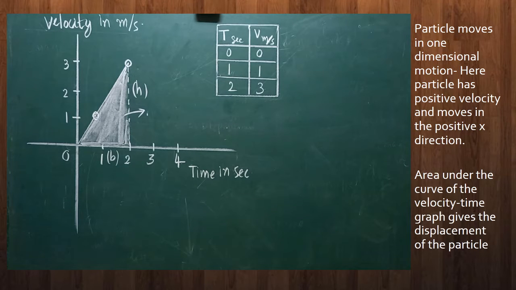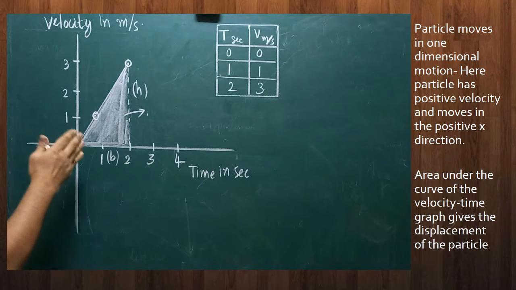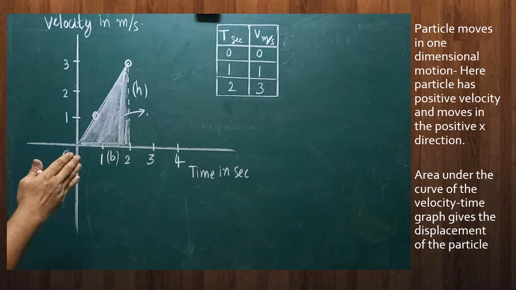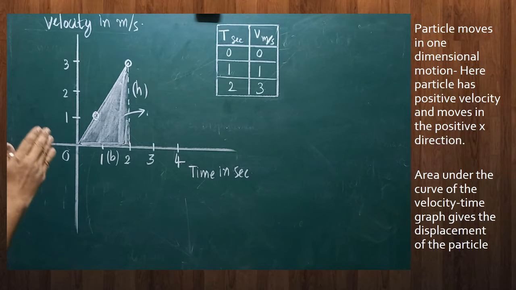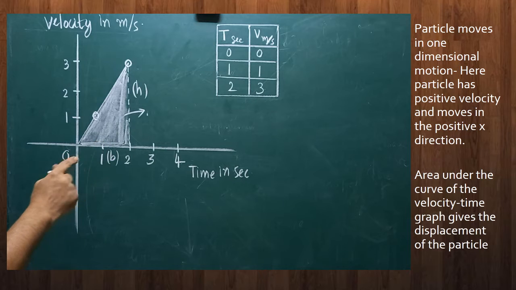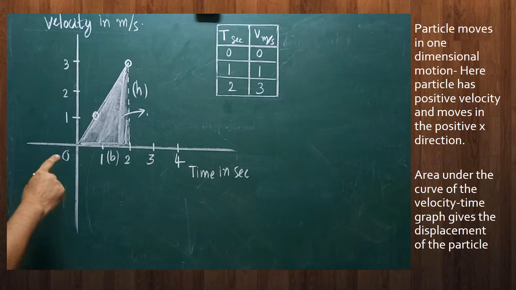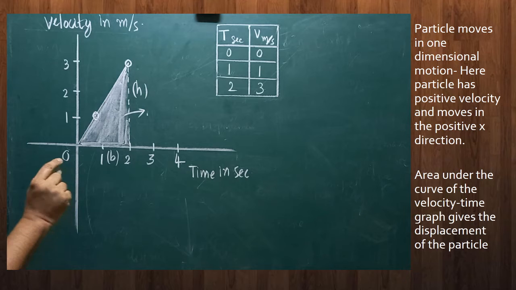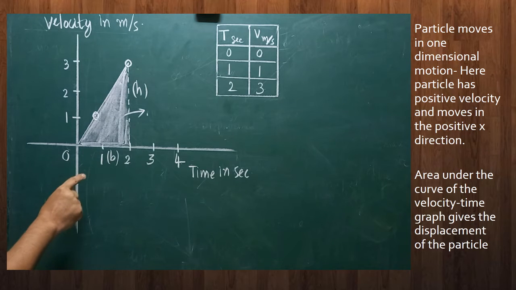In this presentation, I am going to teach you how to measure the displacement of the particle when the particle moves from one position to another position during the interval from 0 second to 2 second. When the particle moves from one position to another, the time taken is 2 seconds, that is from 0 second to 2 second. By the time, you have to calculate the displacement.